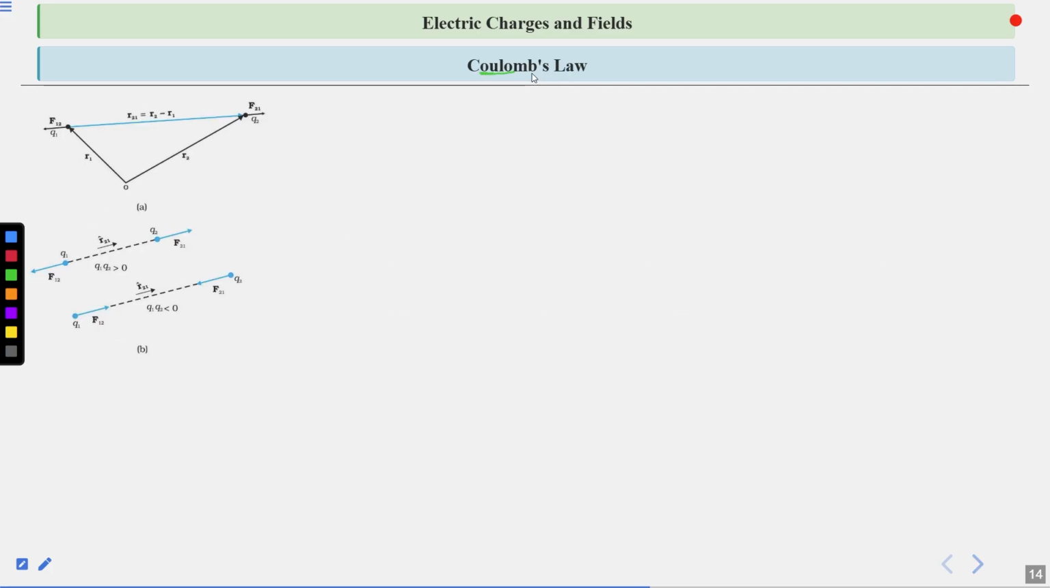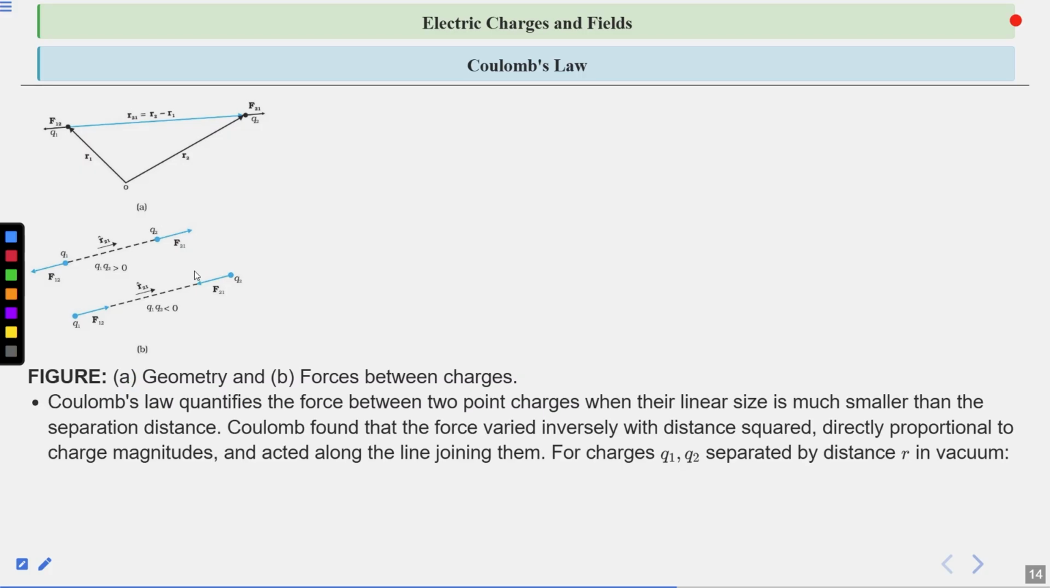Coulomb's law. This is important. So this is the geometry, and figure A represents the geometry and figure B the forces between charges. Coulomb's law quantifies the force between two point charges. Look here, we have two point charges Q1 and Q2. Coulomb's law tells us how much the force between these charges is when their linear size is much smaller than the separation distance. So the size of the charges is much smaller compared to their distance, and the distance is this one.